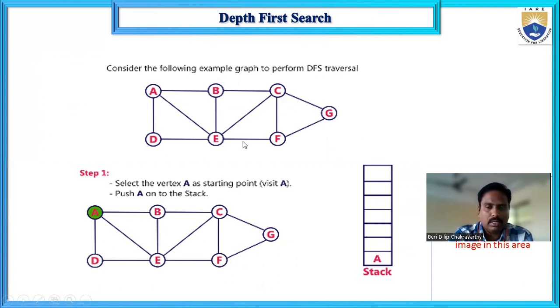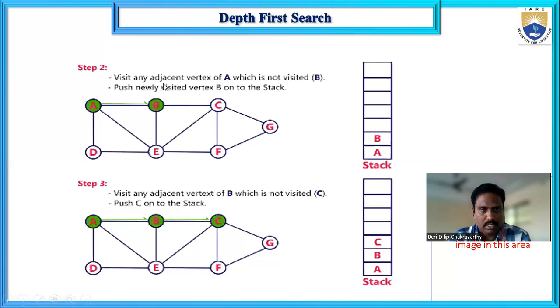According to the algorithm, the second step is to visit any vertex and push that vertex onto the stack. Here I'm starting with A as my starting point, pushing A onto the stack. Then visit any adjacent vertex of A. The adjacent vertices of A are B, D, and E. I can visit any vertex, and I'm adding that vertex to the stack.